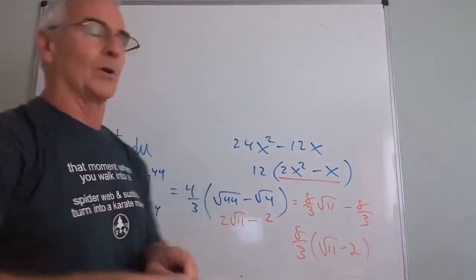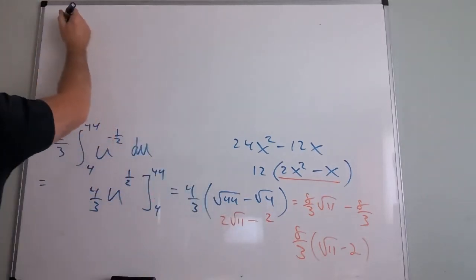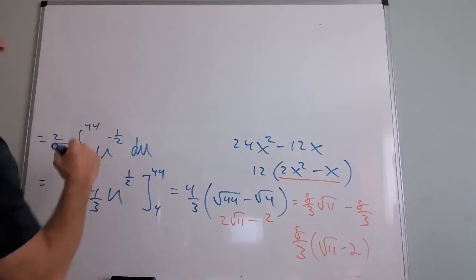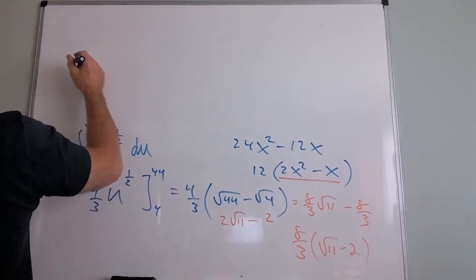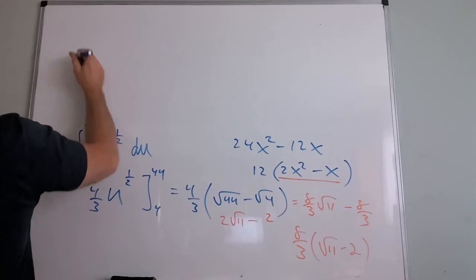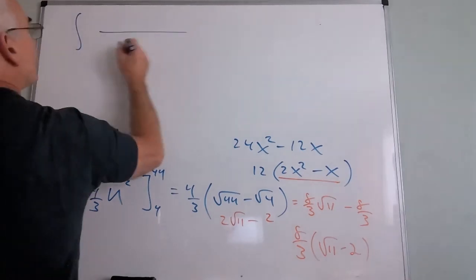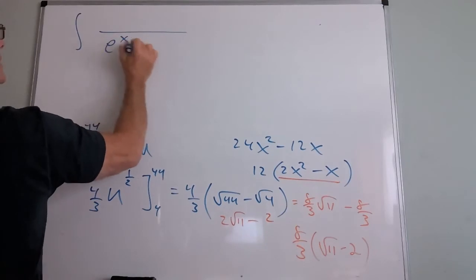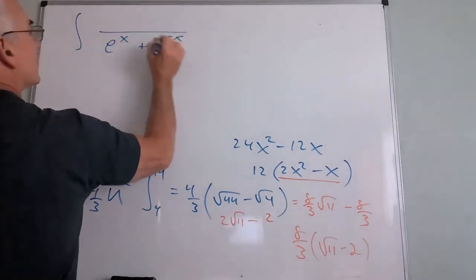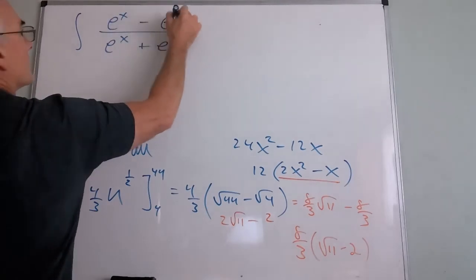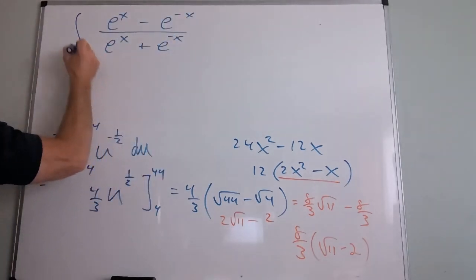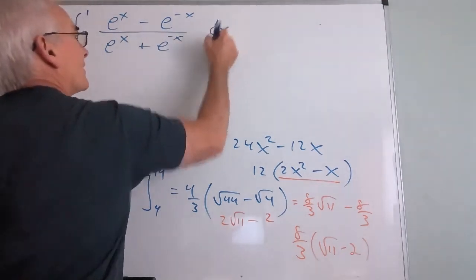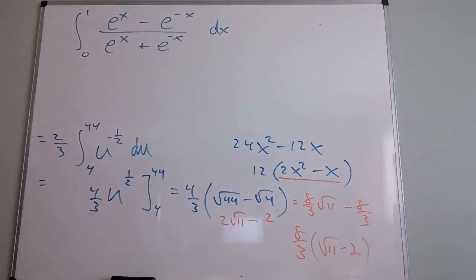All right, let's try another one. What if I have something like this? Let's take something truly icky and evil. How about, I've got the integral of... Now, this one looks kind of crazy. In fact, this one looks almost flat out evil, doesn't it?